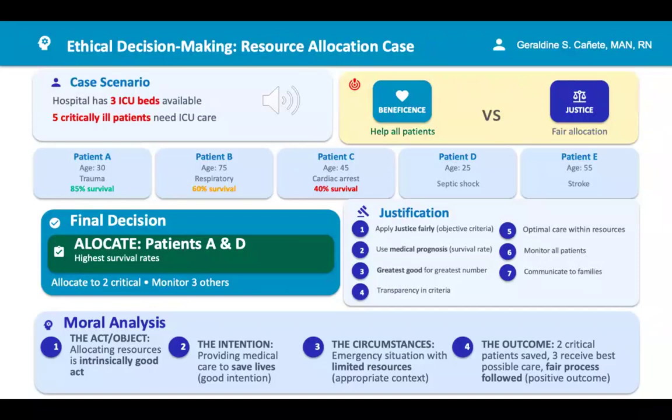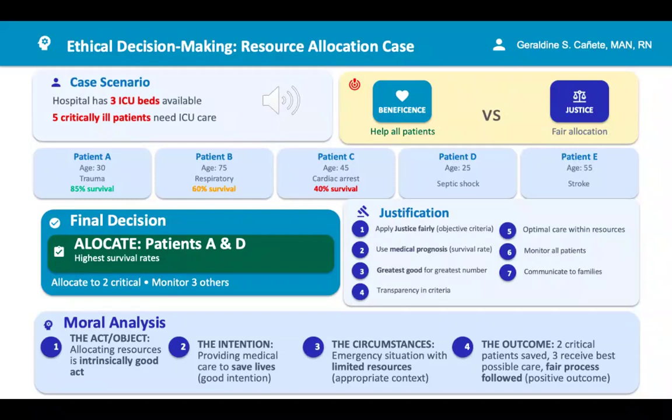Patient D is 25 years old, who went through septic shock and who has 70% survival rate. While patient E is 55 years old, who had stroke, with 50% survival rate. Now, based on this information, which patients do you think should receive the ICU beds? And why?